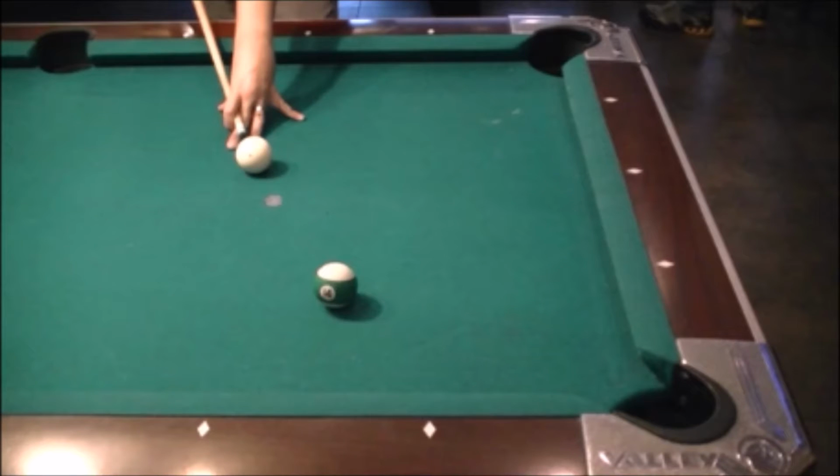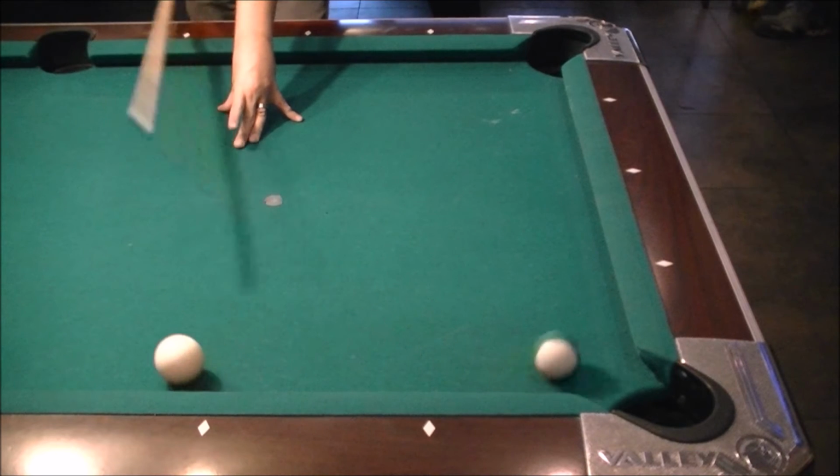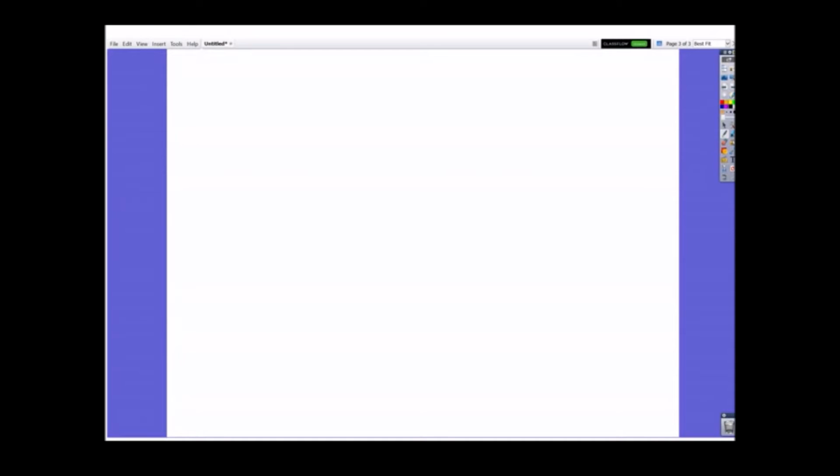He lines up the shot. He shoots. Oh, and he misses.